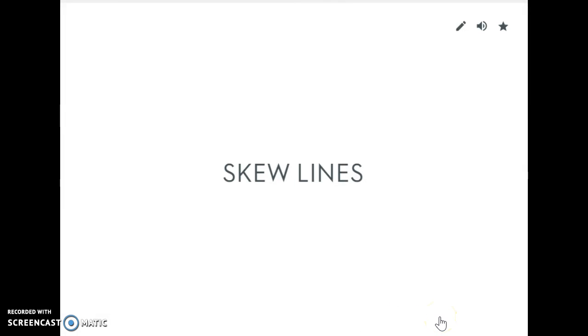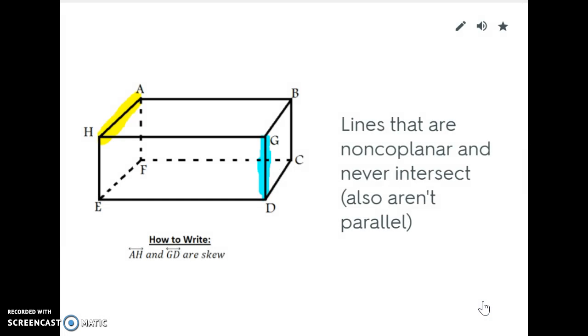Our next one is skew lines. Skew lines is a little tricky to understand. A picture is going to help you see it the best. And so skew lines are lines that are non-coplanar and they never intersect, but they also can't be parallel. Okay? And so if you notice, HA is going one direction and then GD is going a totally different direction on a different plane. And so those are skew. If GD slid over, it would be perpendicular, but because it's on a different plane, then it's not perpendicular. They are skew. And this is how you would write them. And you'll have time later to copy down the picture if you need to.